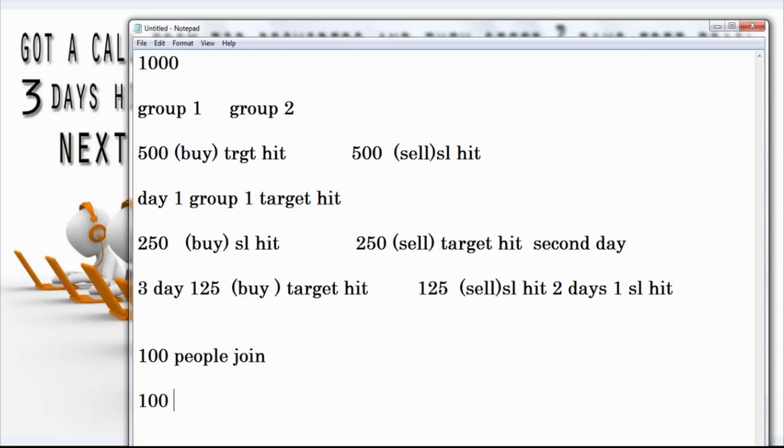Suppose, for example, 100 people join, and if they charge 5,000 or more, they earn 5 lakhs per month. If they charge 10,000, they earn 10 lakhs. This is in the case of 1000 data. If they are getting 10,000 data, it changes to 1000 people joining, so they earn 50 lakhs per month. Here, 1 crore.